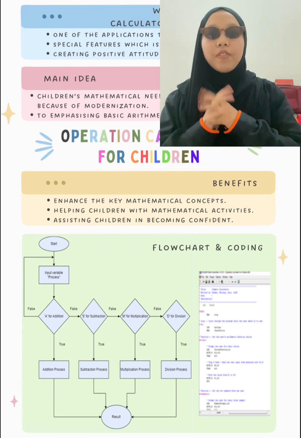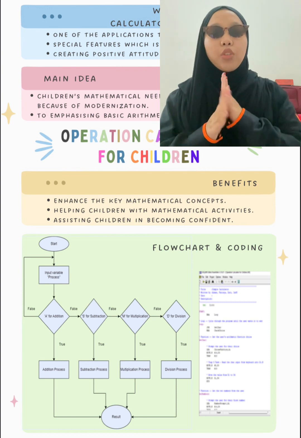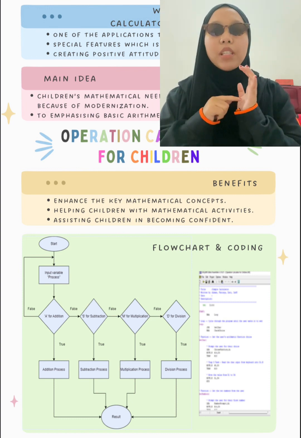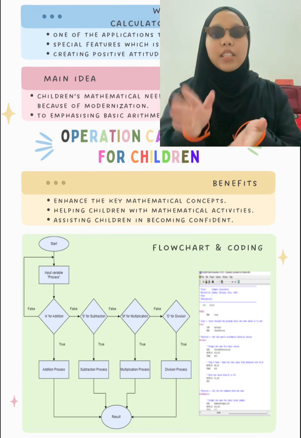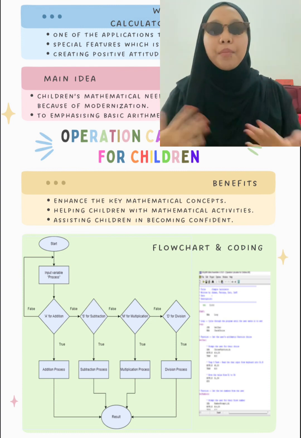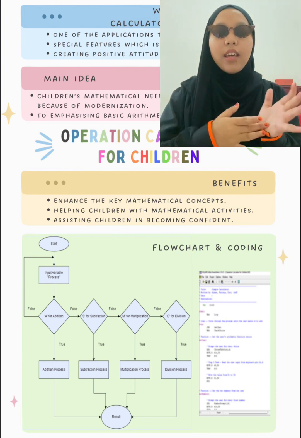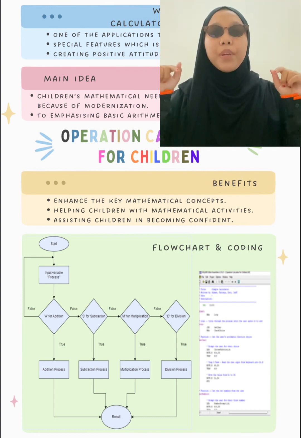And lastly, for division, we need to press the alphabet D. And then we can put in any numbers, the same process as before, and the screen will show the answer.